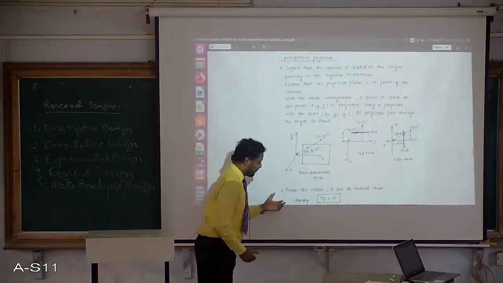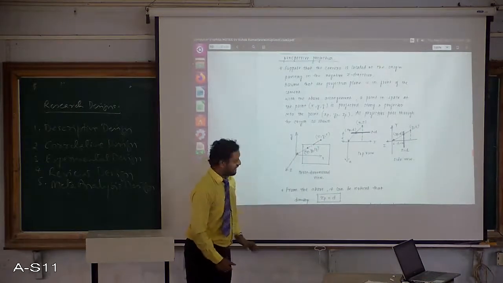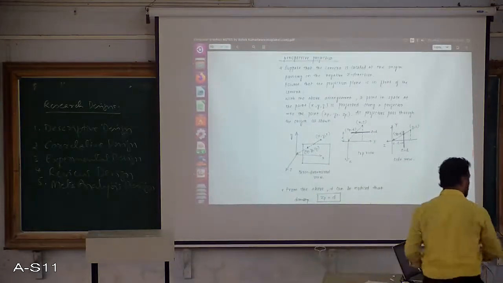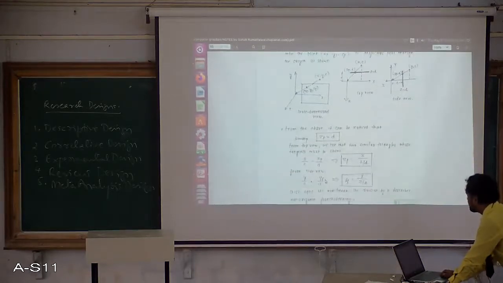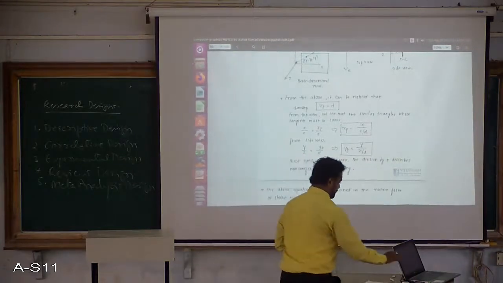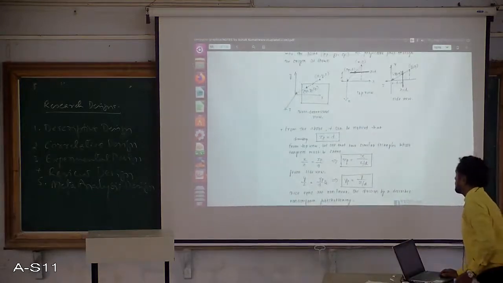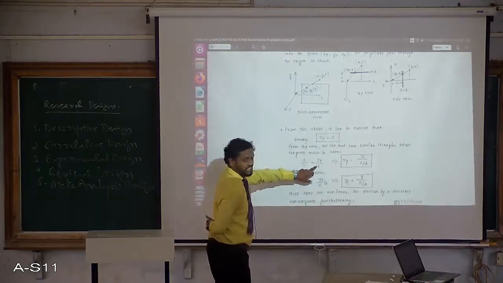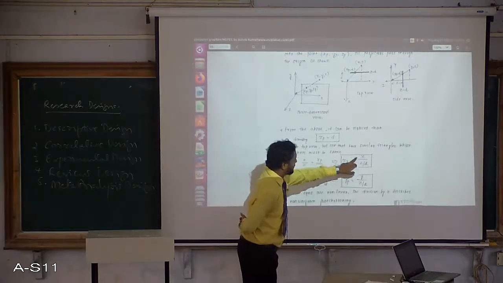Now, with respect to this, what I can write is zp equal to d. That is the distance d. Okay, now x by z equal to xp by d. Now how can I get xp? xp equal to x by z by d.